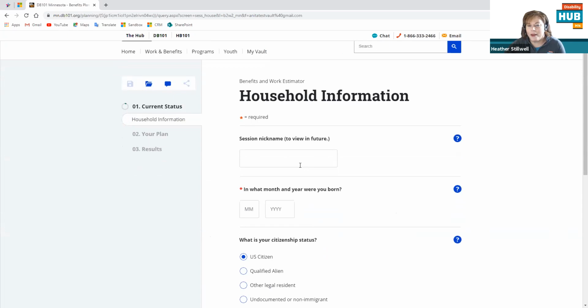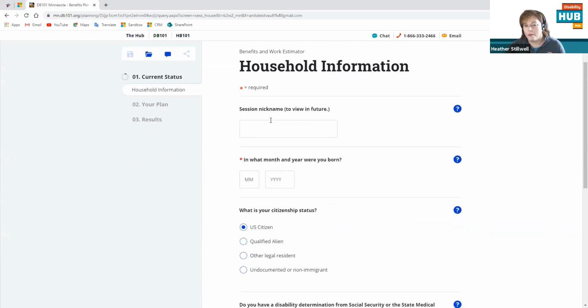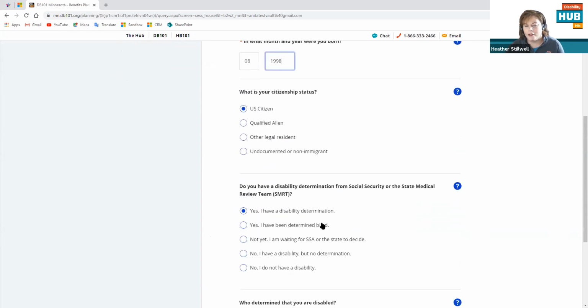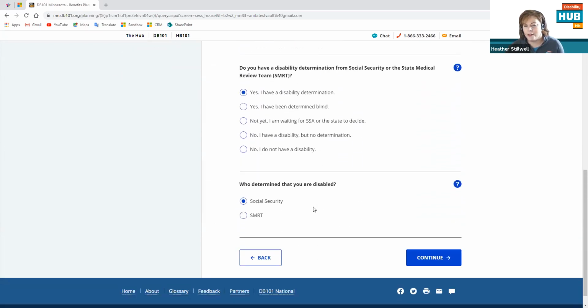And you'll just enter information on here about what your plans are. So just going to call it an office job for Anita, and she was born in August of 1998. She's a citizen, and I'll just ask about her disability status and who determined her disabled. So this will be made much faster if you do a benefit lookup first. Once you do a benefit lookup, any information that is in that benefit lookup will automatically be included into the estimator session.